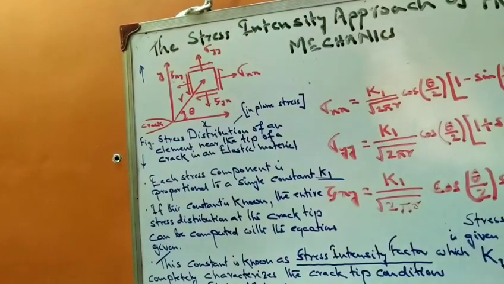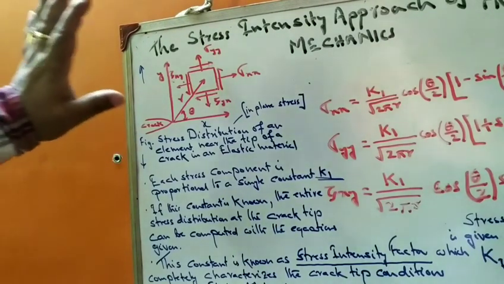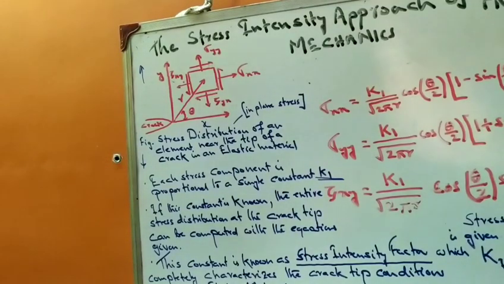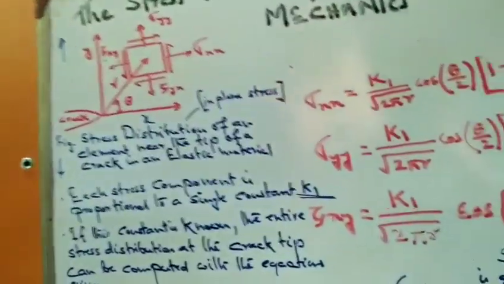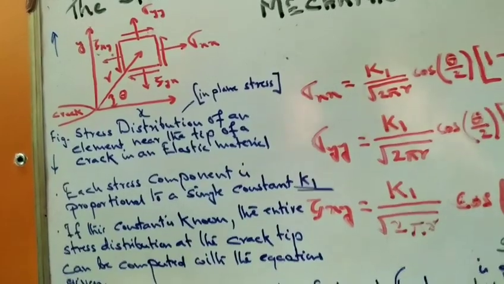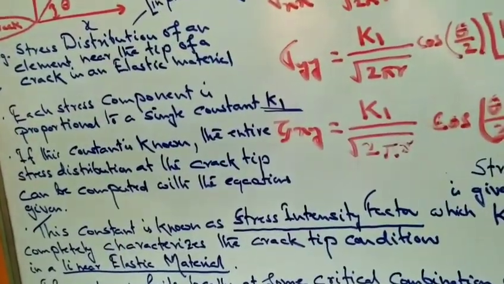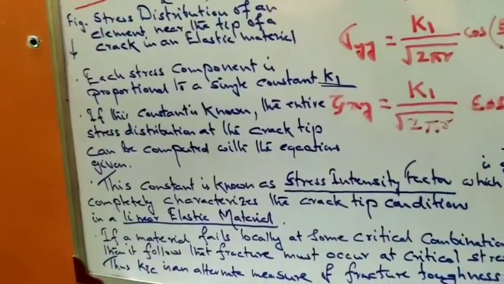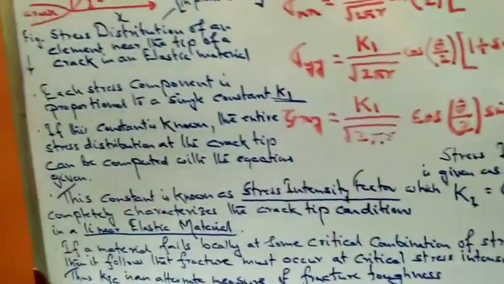If this constant is known for that perfect linear elastic material, the entire stress distribution at the crack tip can be computed with the equations given. So with the help of these equations, if this constant K is known, we could calculate the entire stress distribution. Now what is this constant? Basically this constant is known as the stress intensity factor, which completely characterizes the crack tip condition in a linear elastic material.